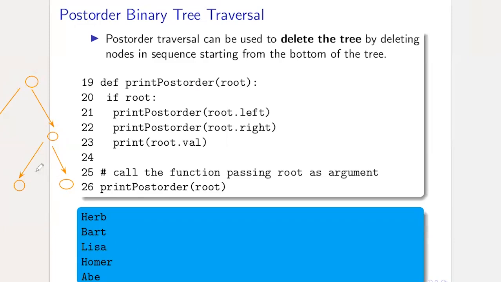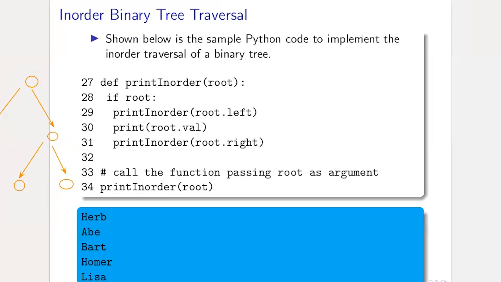So once we do the traversal, say we delete, ultimately we will be deleting the root, and that would remove the tree. And another one is to do the in-order traversal.